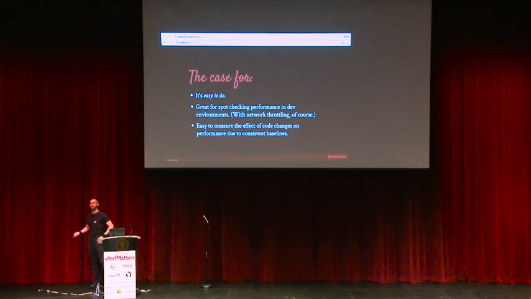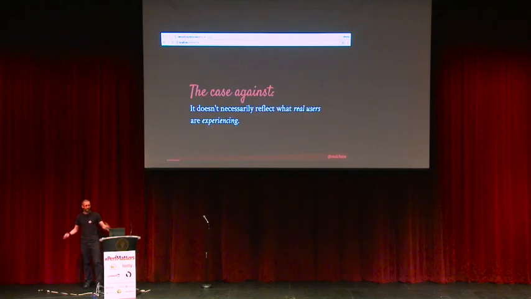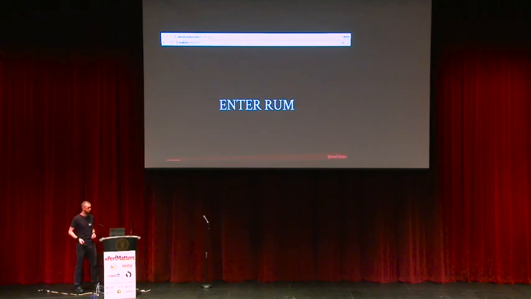And I like this because if you're on a relatively stable connection or if you're just doing network throttling on localhost, you can easily measure the effect that performance tweaks have, right? The problem is it doesn't necessarily reflect what real users are experiencing. And that's kind of a bummer because, as I've said, synthetic testing is a very narrow view of your application performance. And that's where RUM comes in.